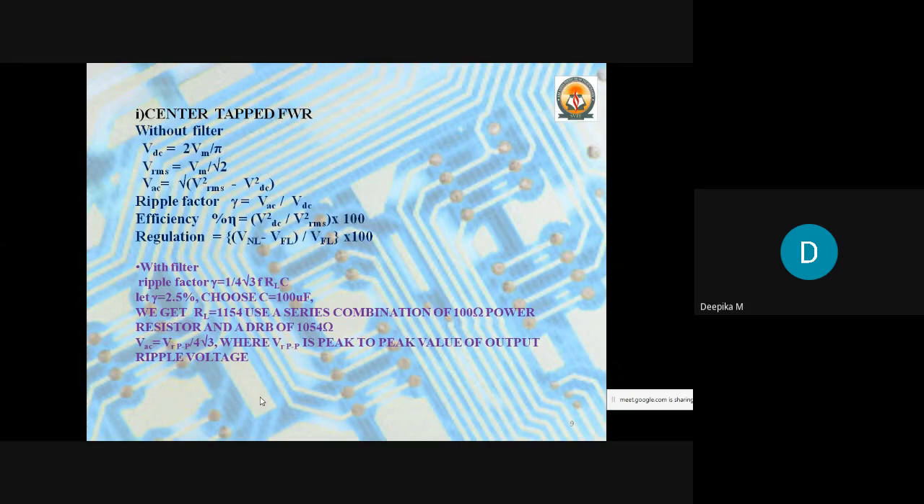And here the VAC is nothing but the peak to peak value. It is not the amplitude or the maximum value, it is only the peak to peak value. So that is nothing but the VRPP. I'll tell you in detail when I conduct the experiment. Okay, so this is with respect to the filter.